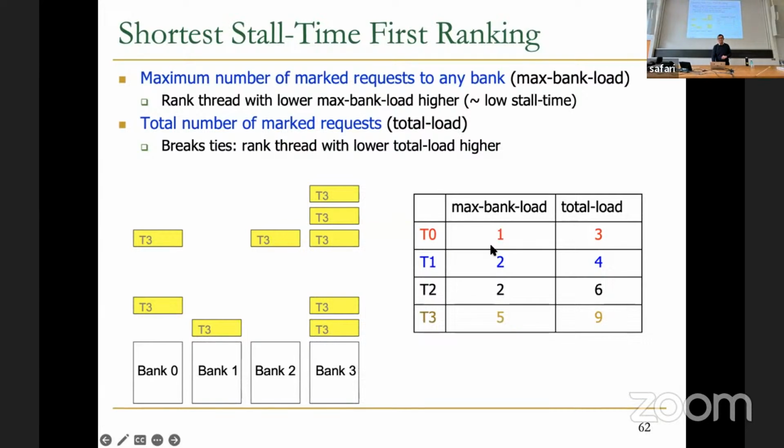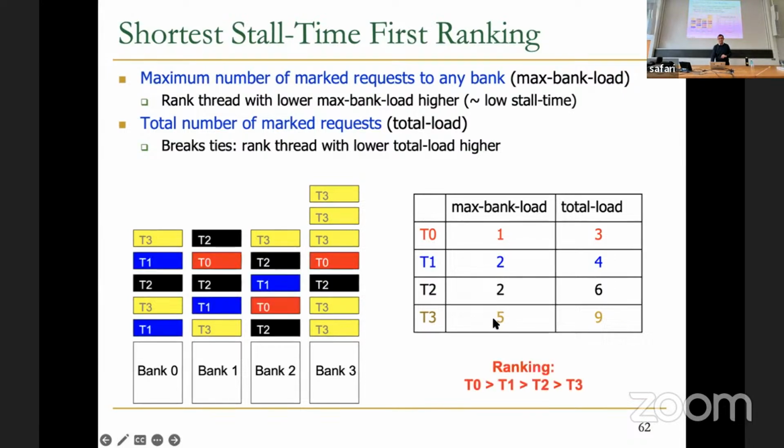The expectation is that thread 0's stall time is the lowest in this batch. Thread 3's stall time is the highest. So the memory controller should rank thread 0 higher than thread 1, higher than thread 2, higher than thread 3. Thread 1 and thread 2 ranking is determined based on the tiebreaker, total load.